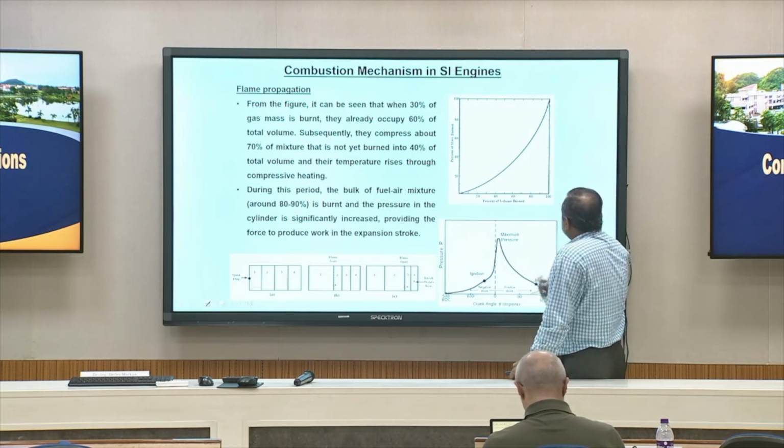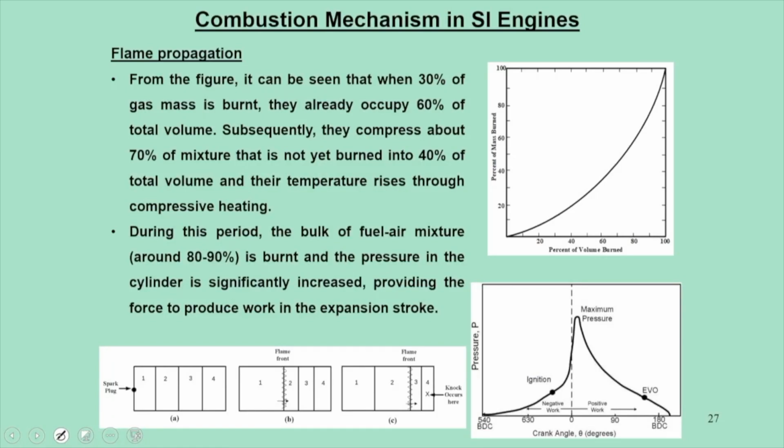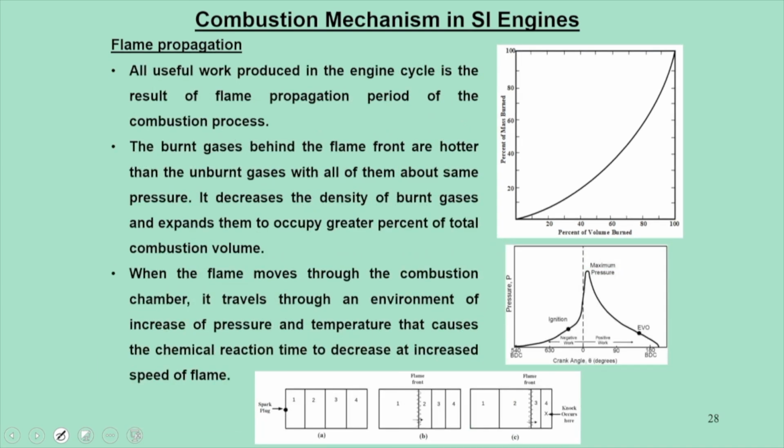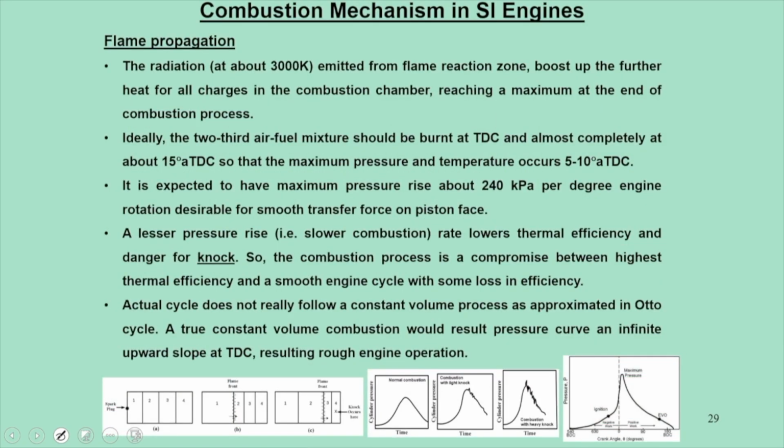This is another curve that shows the mass of the charge that gets burnt with respect to the percentage of volume which is burnt. Here also the same things which I have explained are written in this manner. What we look at is this particular figure, what happens during a knock. So during the flame propagation period, knock can happen, so how?